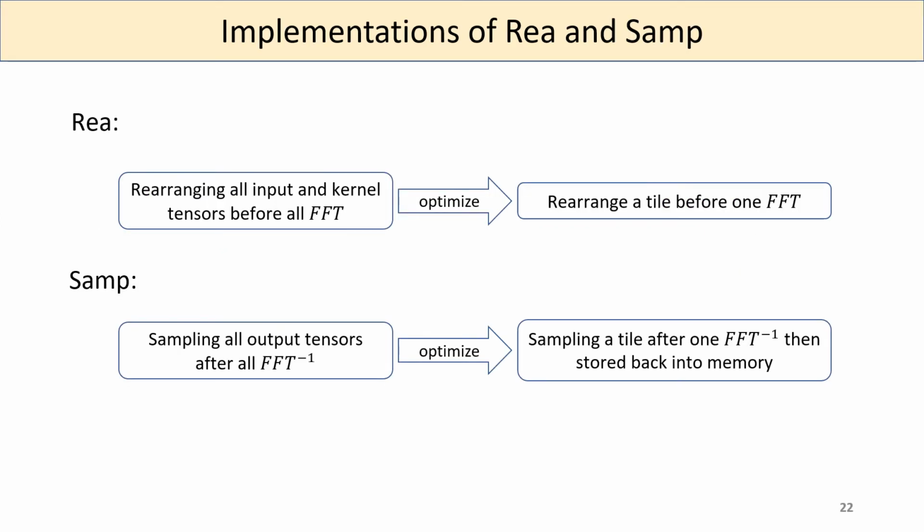To implement the arrangement and sampling, we also use some optimization techniques. Instead of rearranging all input and kernel tensors before all FFTs, we rearrange a tile before one FFT. Similarly, we sample a tile after one FFT, then store it back into memory, instead of sampling all output tensors after all FFTs.